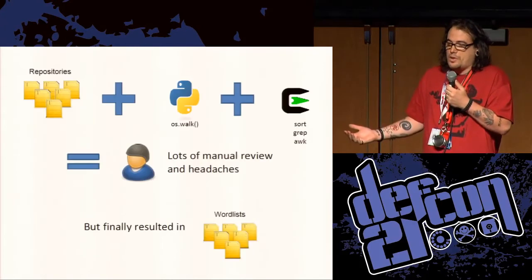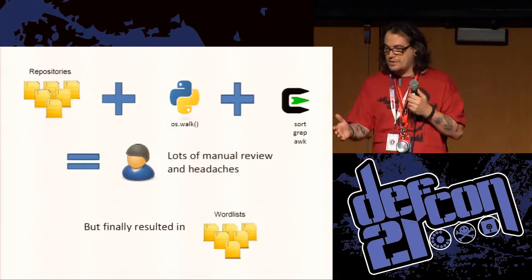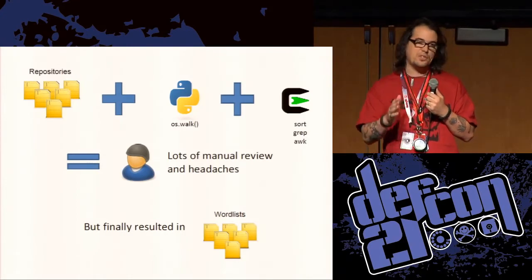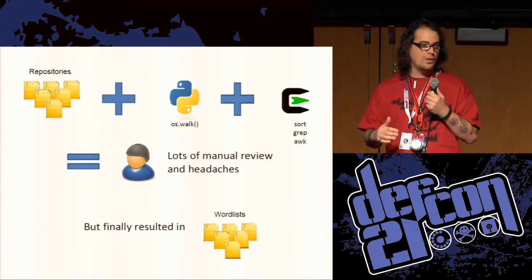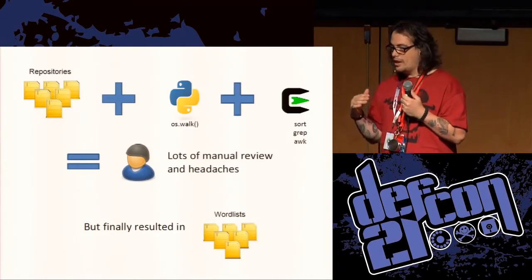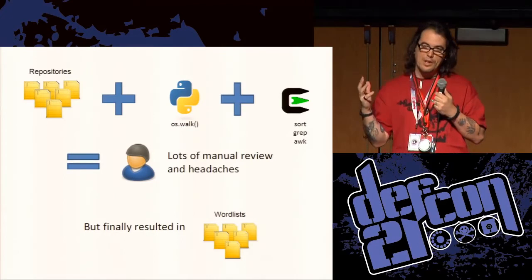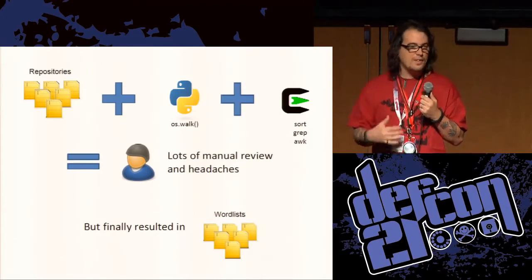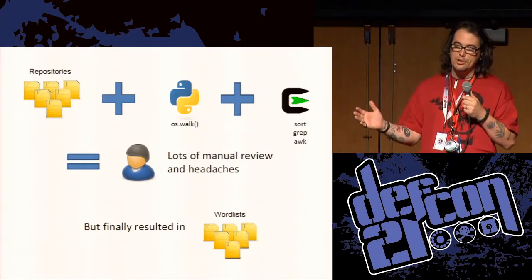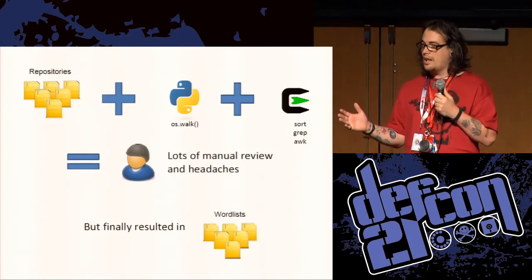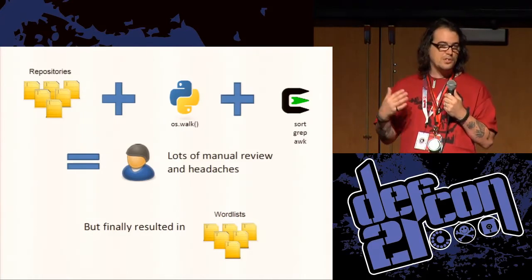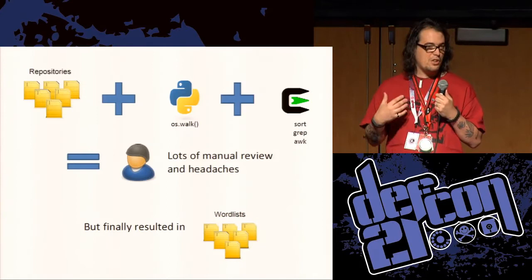So now what do I do with it? I have these repositories. I am using OS Walk to go through each repository and keep a count of the user, the file name, and the directory. I'm doing a whole lot of sed, grep, awk, just trying to clean everything up, make it nice and easy. There was a ton of manual review because I thought it would be easy to go through and pull out all the usernames and passwords and email addresses I found in this code.